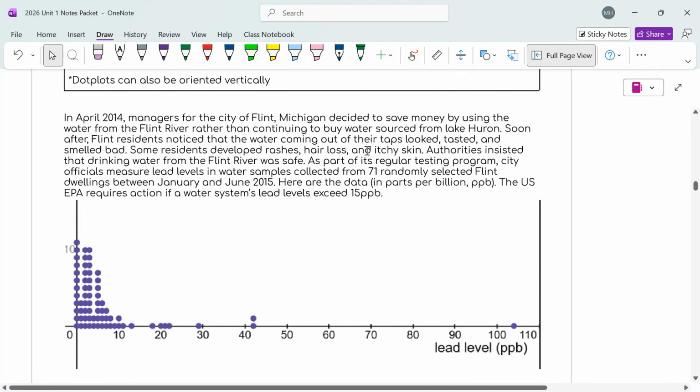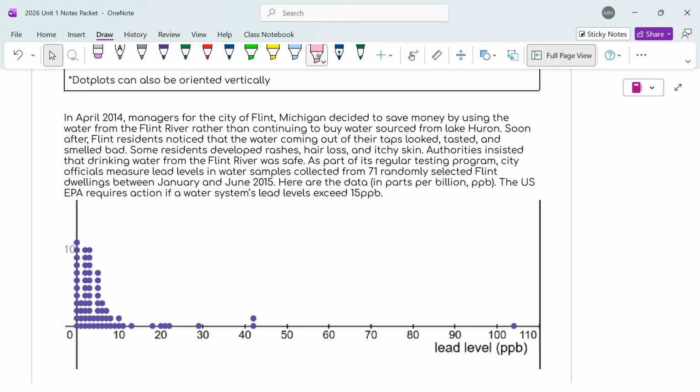As part of its regular testing program, city officials measured lead levels in water samples collected from 71 randomly selected Flint dwellings between January and June 2015. Here are the data in parts per billion. Note, the U.S. EPA requires action if a water system's lead levels exceed 15 parts per billion. So we have an example of a dot plot of real-life data.